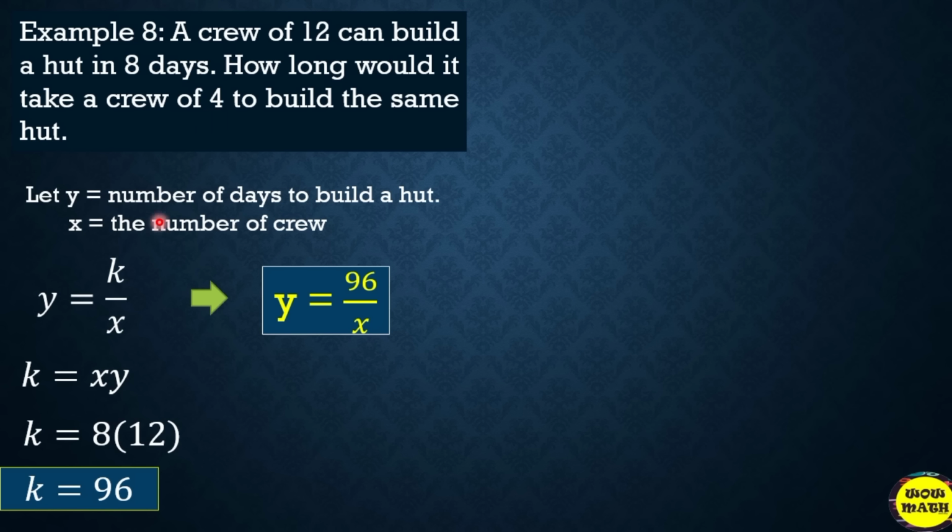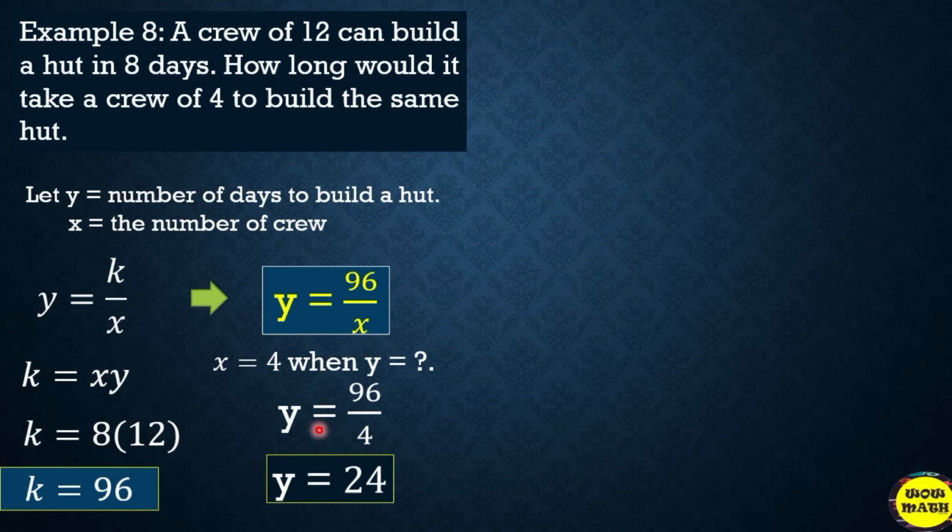So, isa-substitute lang natin dito sa equation natin para makuha natin kung ano yung tanong, how long would it take a crew of 4 to build the same hut. So, para makuha natin yung sagot, yung x natin dyan is 4 at kukunin natin yung value ng y, o yung number of days to build a hut. So, using the equation, substitute lang natin yung x natin, yung 4 natin dun sa x sa equation. So, 96 divide 4, y is equal to 24. So, ibig sabihin, it will take 24 days for a crew of 4 to build a hut.